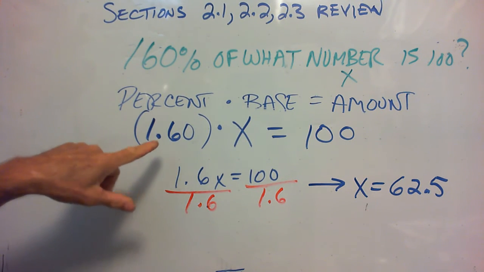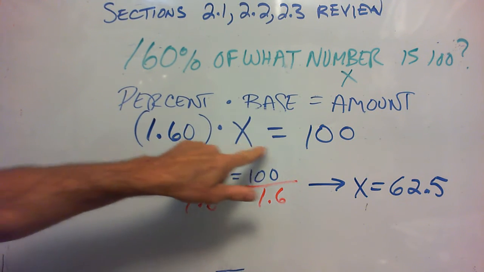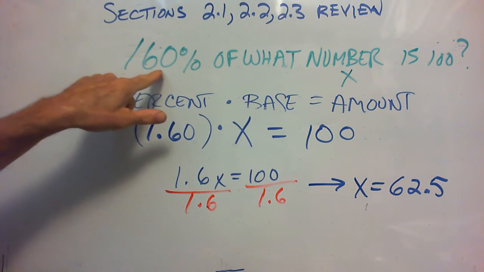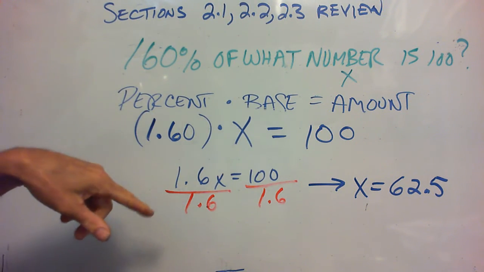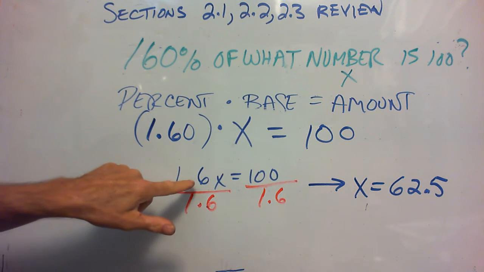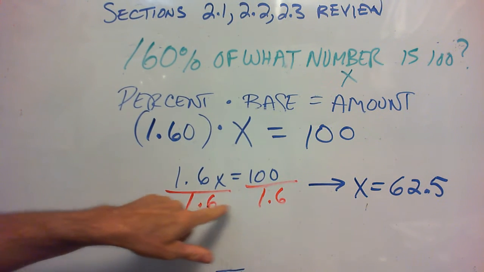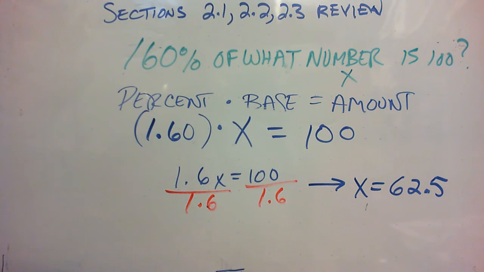So our percent equation here is 1.6 times x, our unknown, equals 100. Remember, you always have to turn the percent into a decimal. And we solve this equation. We can simplify it to 1.6x equals 100. Divide both sides by 1.6, and you get x equals 62.5.